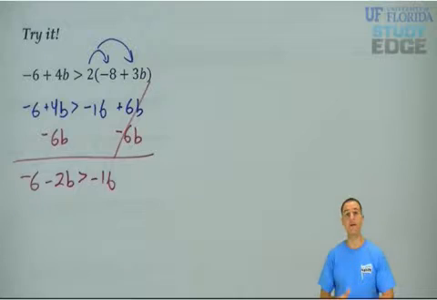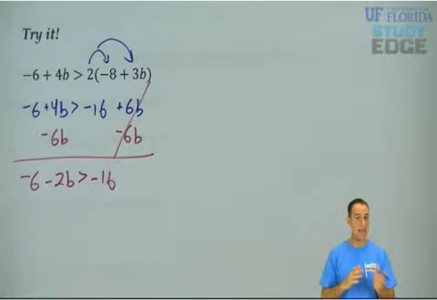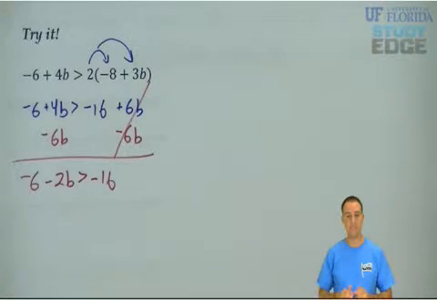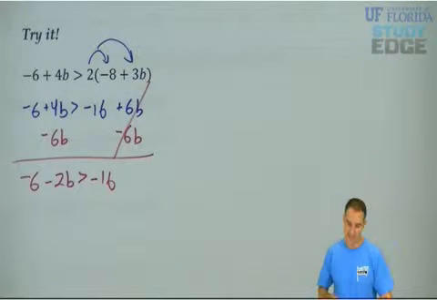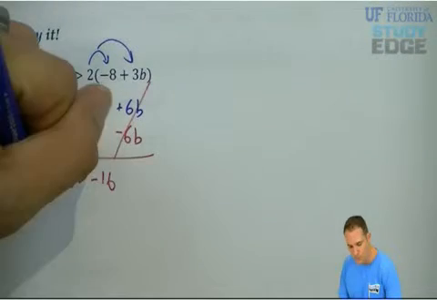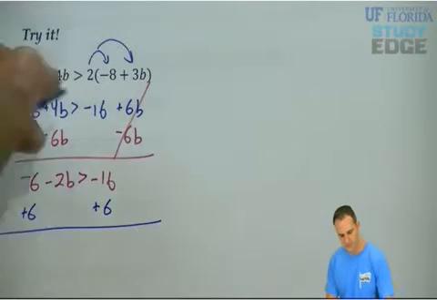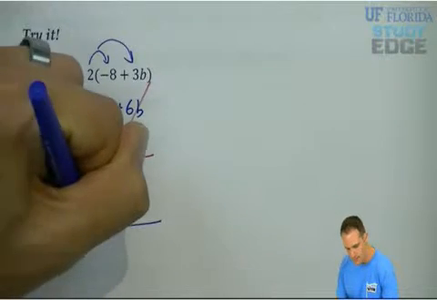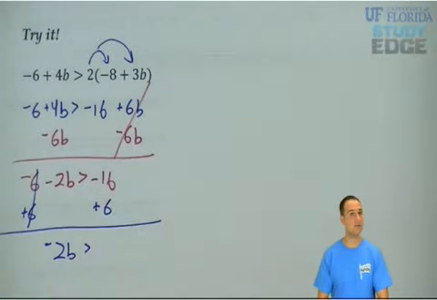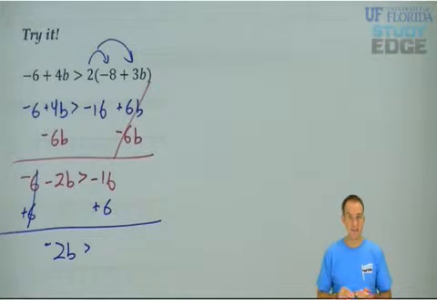Again, I got my variables to one side. Now I'm going to get my numbers to the other, and whenever you move, add and subtract, you're going to change the sign. Again, across the line, change the sign. Instead of subtracting 6, I'm going to add 6 to both sides. Negative 6 plus 6 would be 0, so that simplifies. Negative 2b is greater than negative 16 plus 6. You're going to subtract and keep the sign of the bigger number.